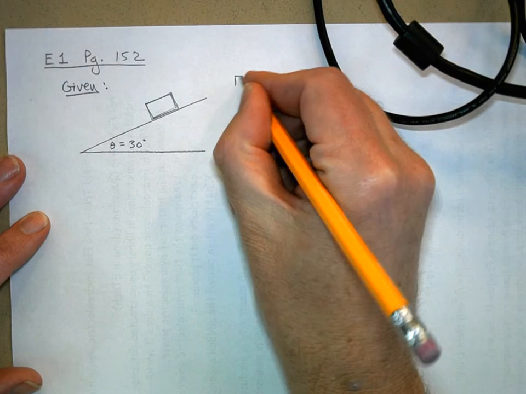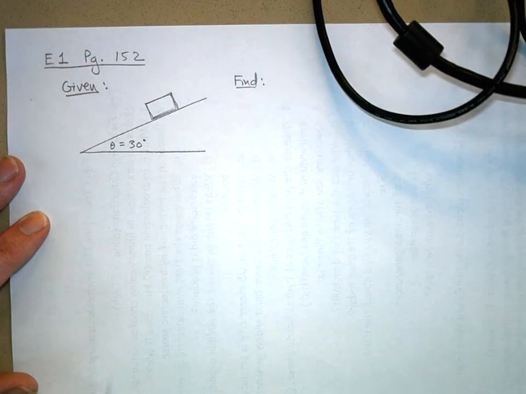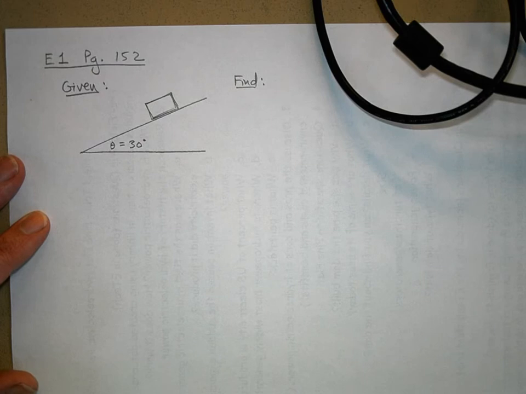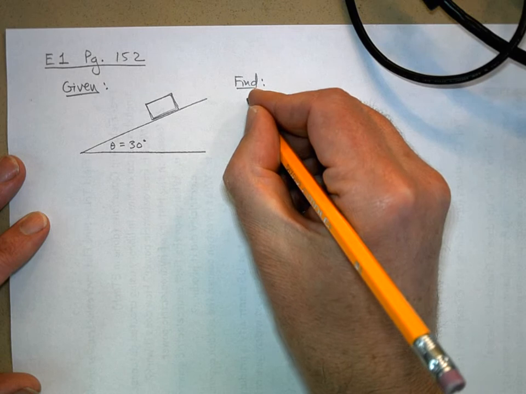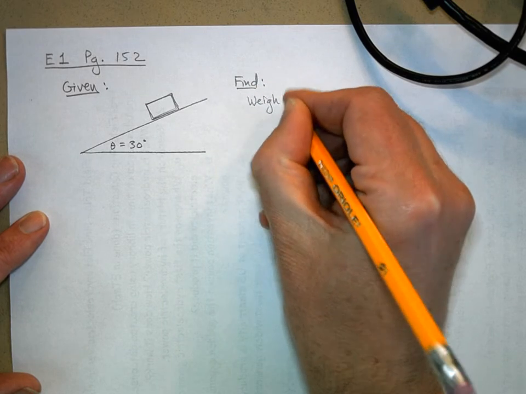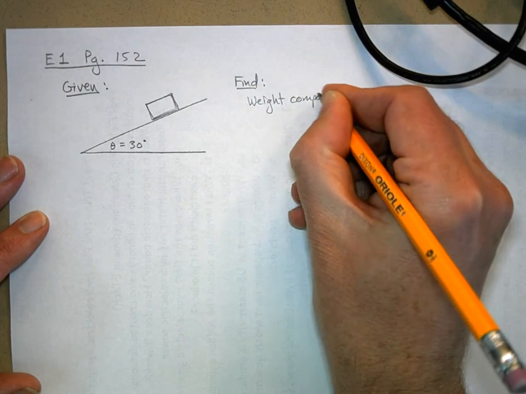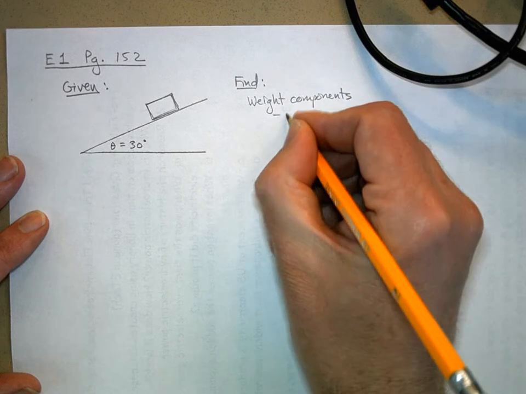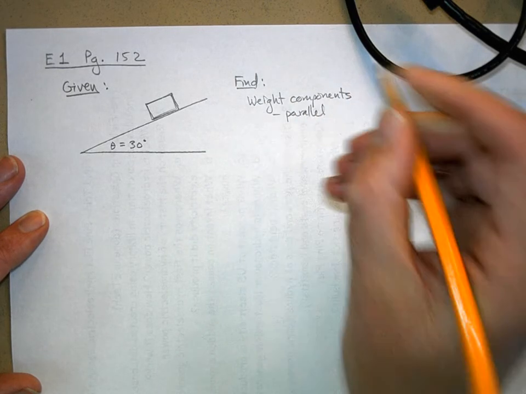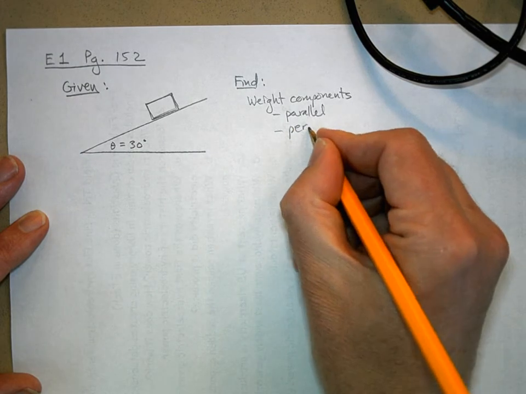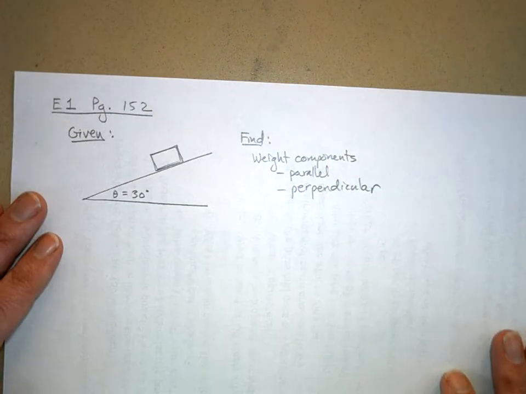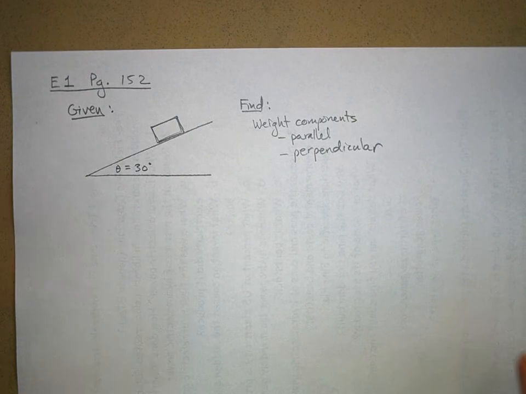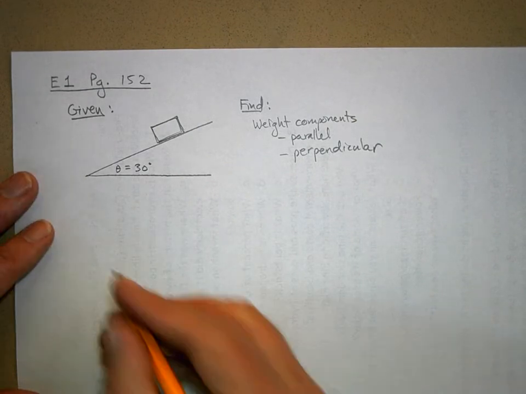And what we want to find is, it says, find the components of the weight that's parallel and perpendicular to the plane. So we want the weight components that's parallel to the plane and perpendicular to the plane. Okay. Now let's do that.